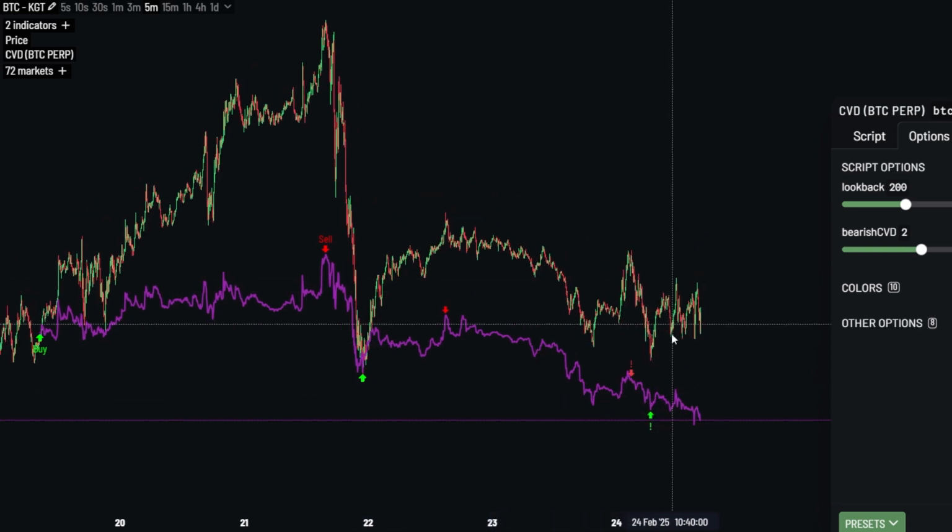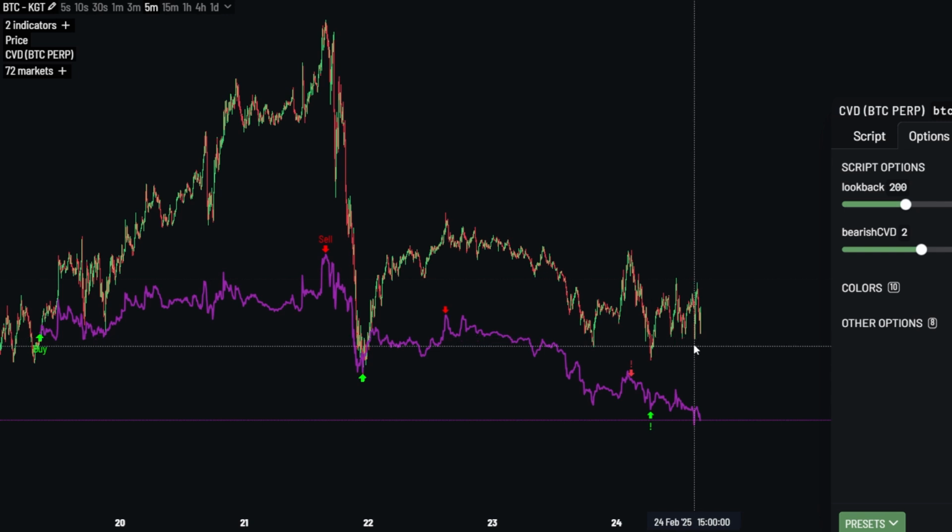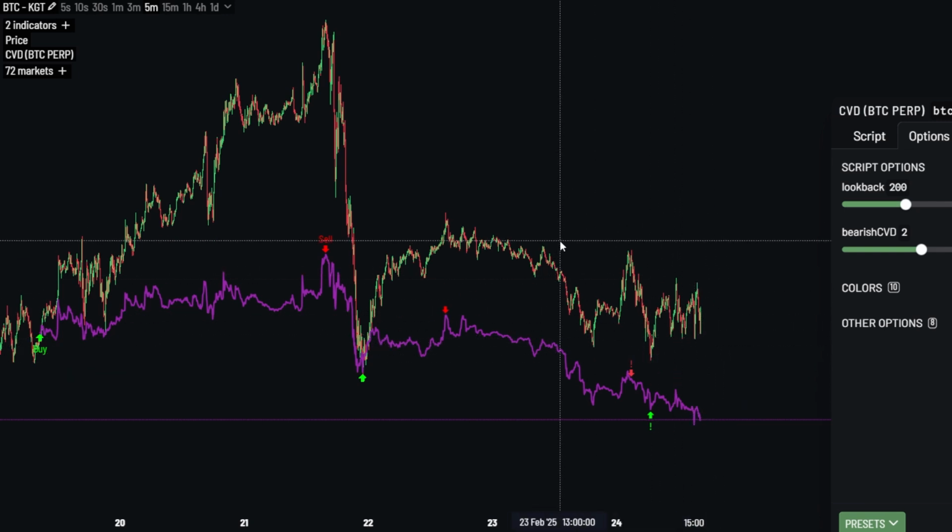And as you can see, a lot of choppiness, nothing is impulsive, and probably we're still looking for lower prices. That was it for Bitcoin.